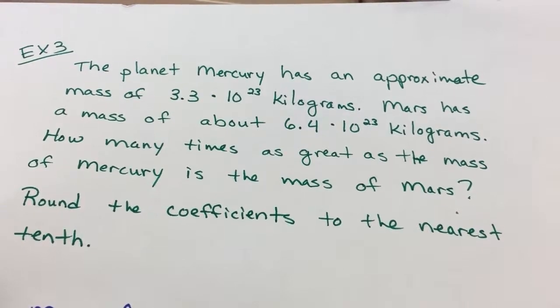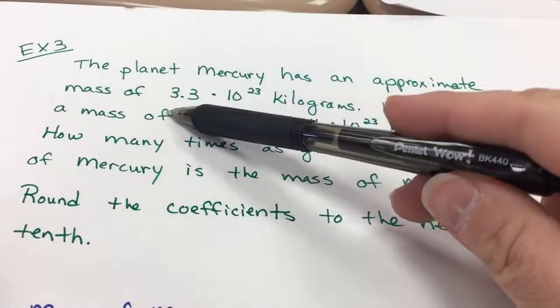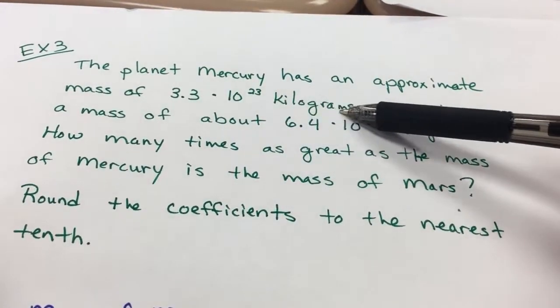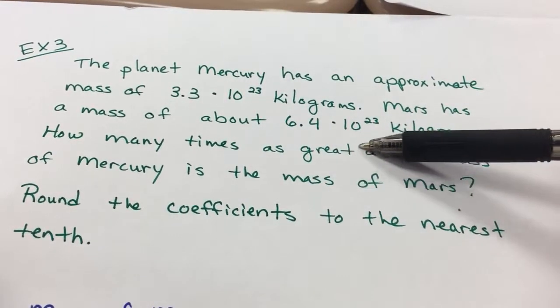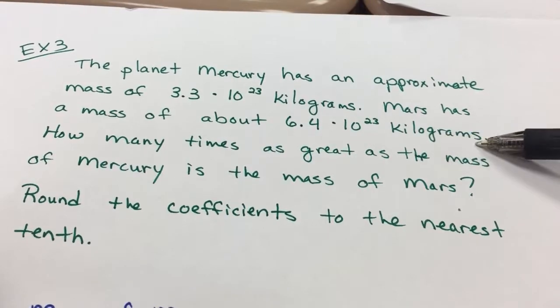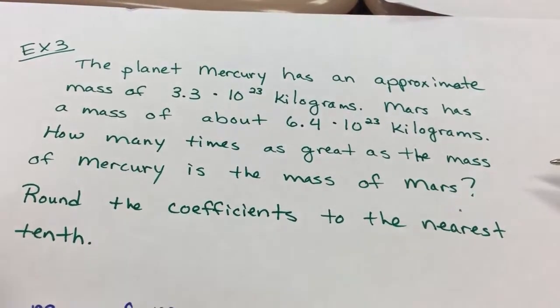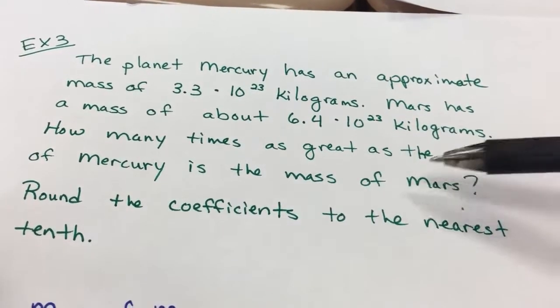Okay, so we're going to continue on to example 3, and it says that the planet Mercury has an approximate mass of 3.3 times 10 to the 23rd power kilograms. Then Mars has a mass of about 6.4 times 10 to the 23rd kilograms. How many times as great as the mass of Mercury is the mass of Mars?